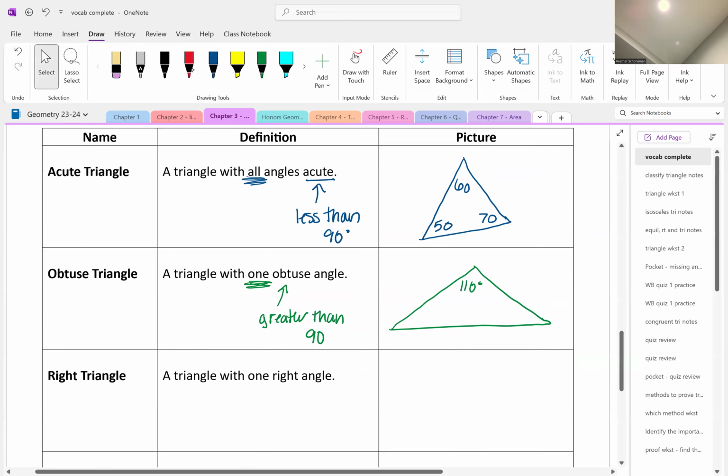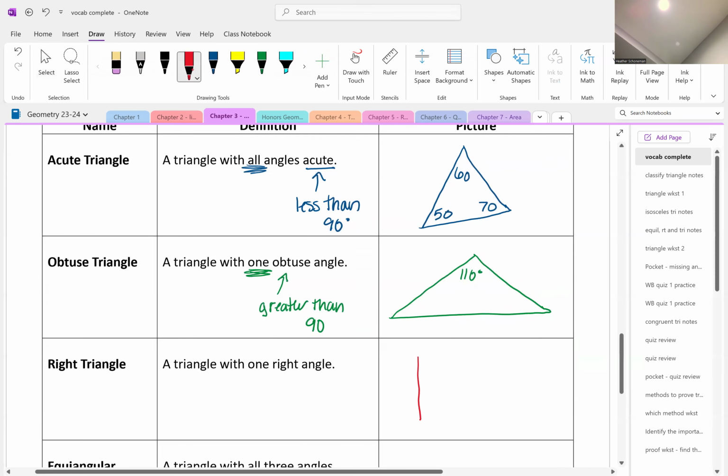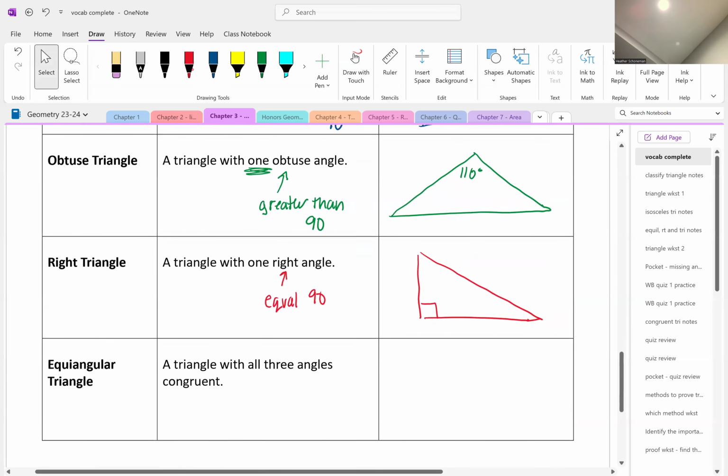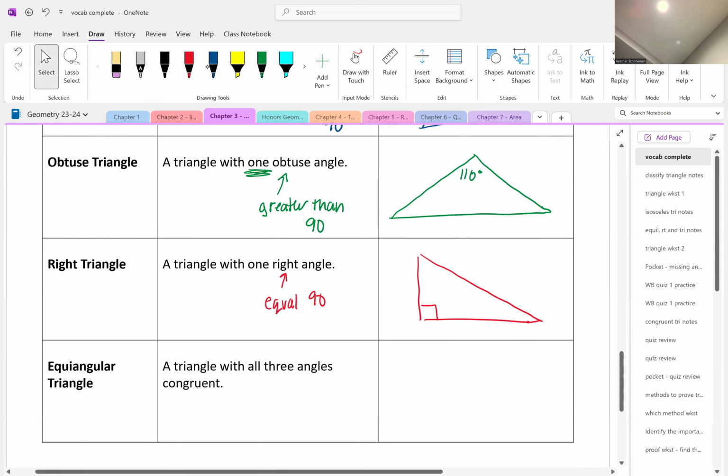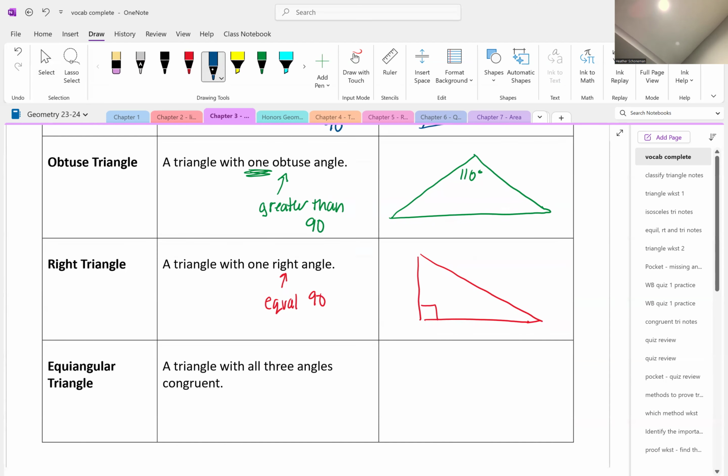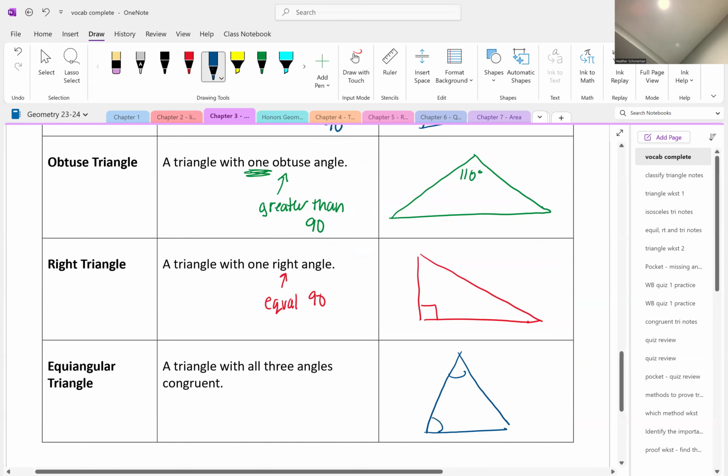Okay, and then we have a right triangle, and a right triangle is a triangle with one right angle. And we know right means equal 90. You don't necessarily have to put what I just wrote there, but just as a reminder. And then there's a third one, and this is an equiangular triangle. An equiangular triangle is a triangle with all three angles congruent. They do happen to be acute, but they're all congruent, so they all have the same measure.